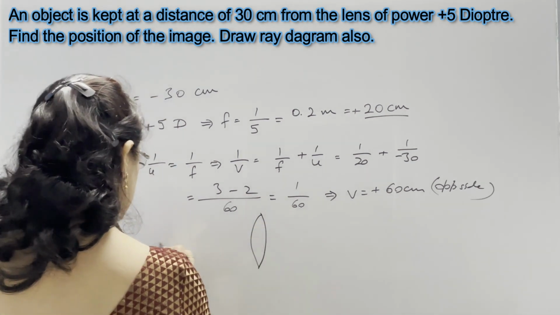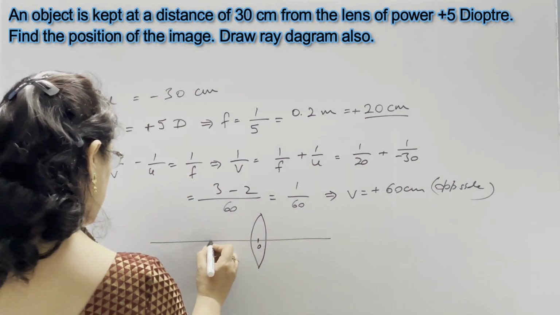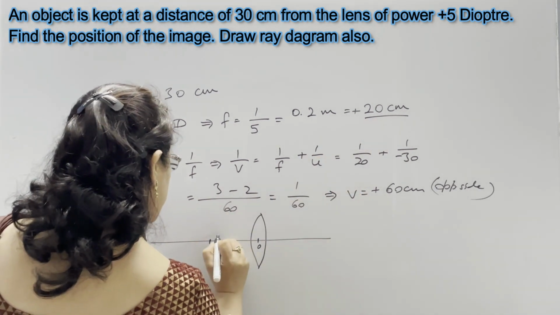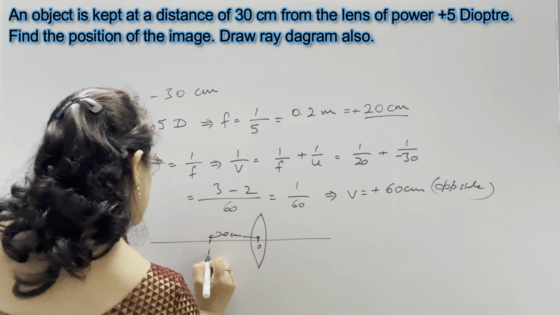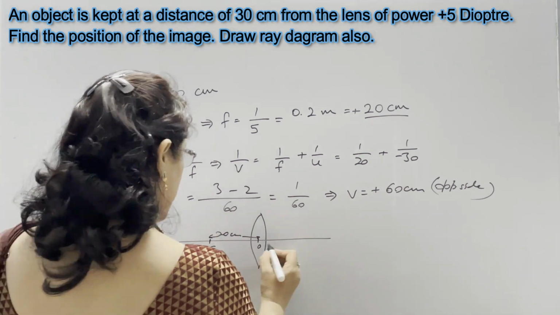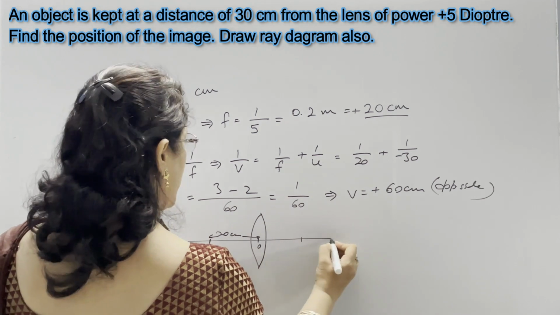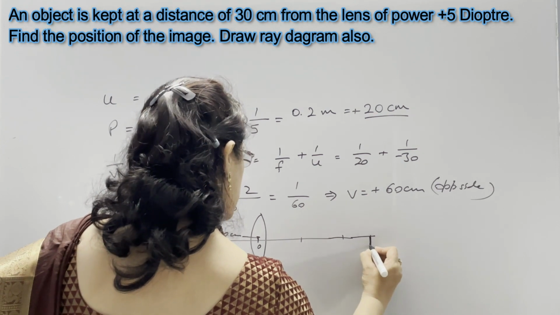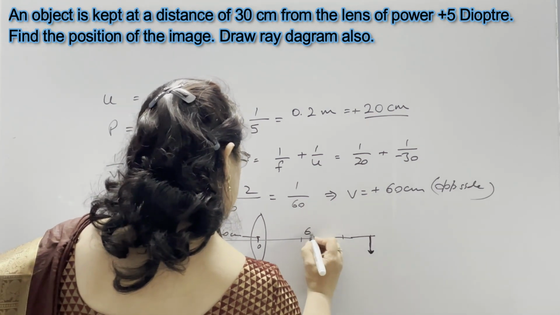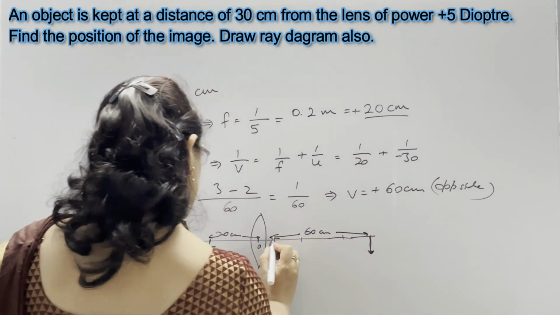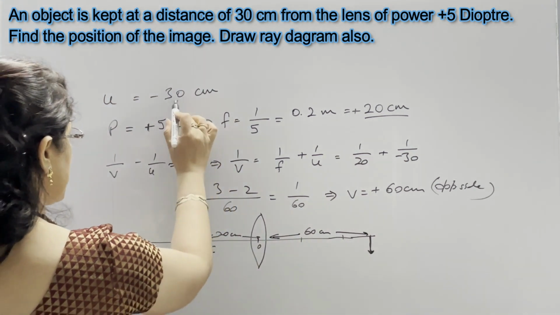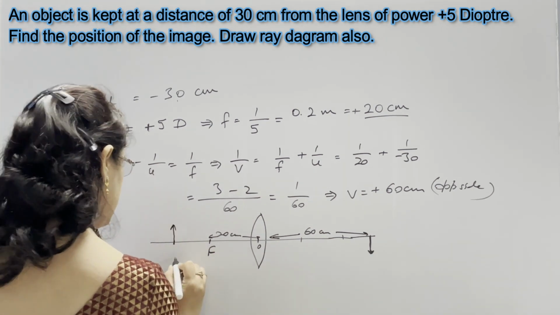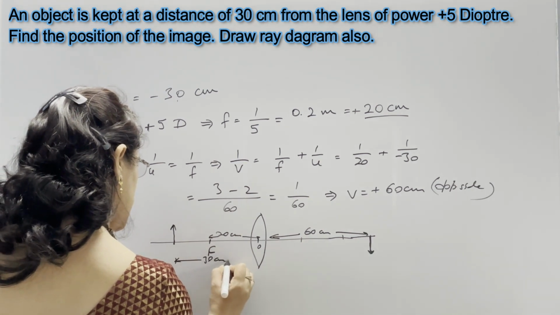So this is the convex lens, this is the optical center, this is the focal length, and focal length we have calculated as 20 centimeter. So this is 20 centimeter, this is the first focal length, and then image is forming at 60: 20, 2F 40, and 60. Beyond 2F this image is forming, beyond 2F at a distance of 60 centimeter. And object is placed at a distance of 30. It means this is the distance of the object, u is equal to 30 centimeter.